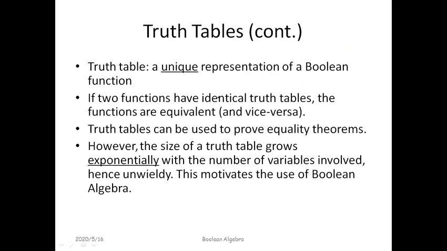Okay, so a truth table gives a unique representation of a Boolean function. So if two functions have identical truth tables, the functions are equivalent and vice versa. Truth tables can be used to prove equality theorems. Yeah? However, the size of a truth table grows exponentially with the number of variables involved. I think we illustrated the 2 raised to the power n arrangement that we talked about, hence unwieldy. This motivates the use of Boolean algebra.